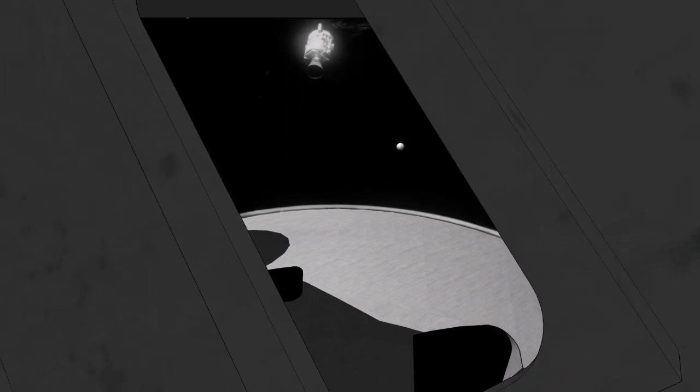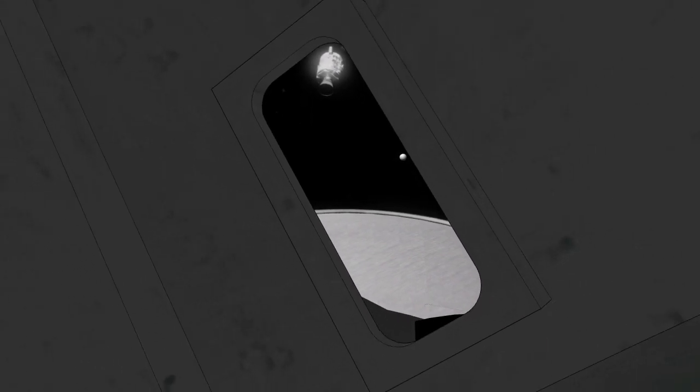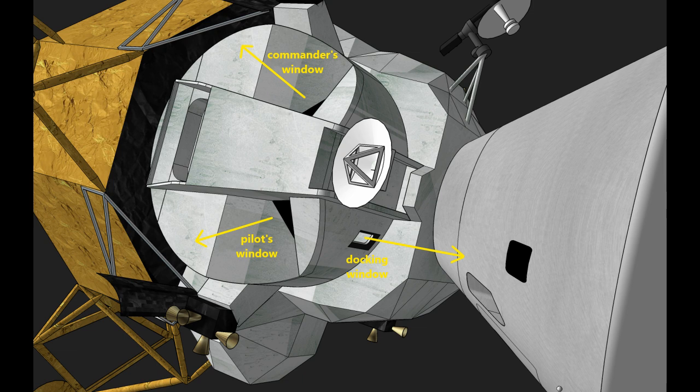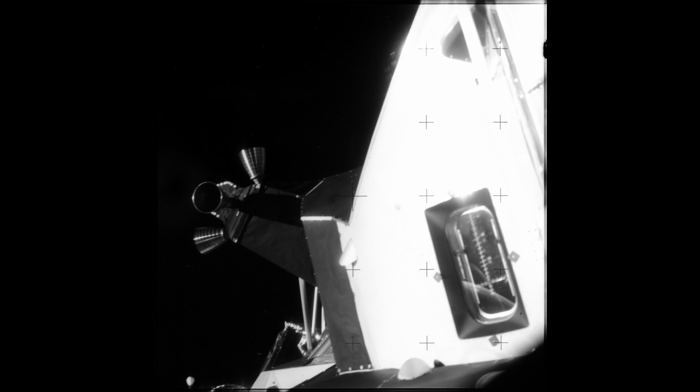Moving back, we can see the photo was captured through the docking window, which is here in the roof of the lunar module. In fact, it's the only window with a view of the command module when the two are docked. In this photo from the same mission, which was captured as the command module separated from the lunar module, you can see the docking window has a scale scribed on both panes of glass.